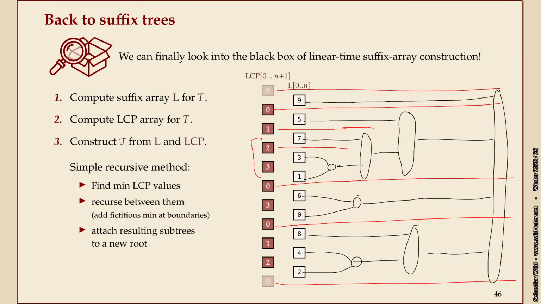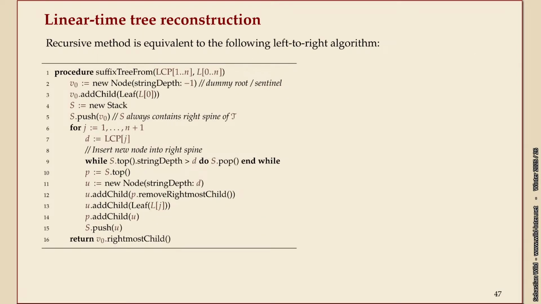Now this algorithm is fine, but it's not so efficient because the trivial way to do it would be to rescan the LCP array to find the occurrences of minima. So that may not be so efficient. You can avoid this by going through the LCP array once from left to right and build the suffix tree for a prefix of the leaves and LCP array entries. And in each step, just add one more internal node and one more leaf. And that works in total linear time then.